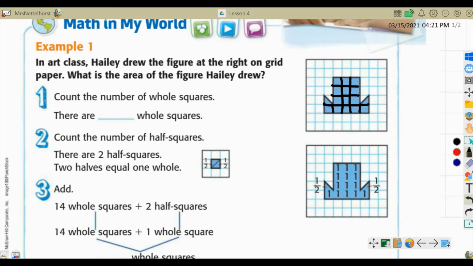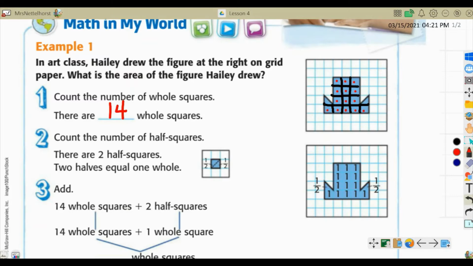And so if you count the whole square units first, I'm just going to make a dot in each one instead of trying to write numbers in these little squares. And they did it down here for you, but I want to show you how to do it. So I'm going to do it on this one. 1, 2, 3, 4, 5, 6, 7, 8, 9, 10, 11, 12, 13, 14. So there are 14 whole squares. It's easiest if you count the whole ones first, get rid of those, and then do your half squares.